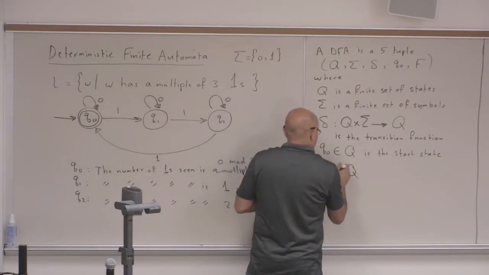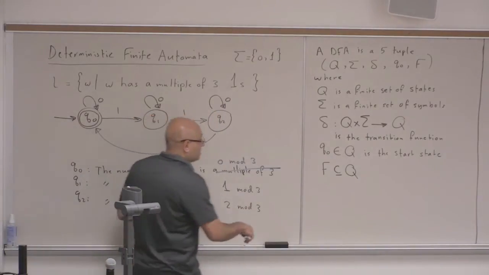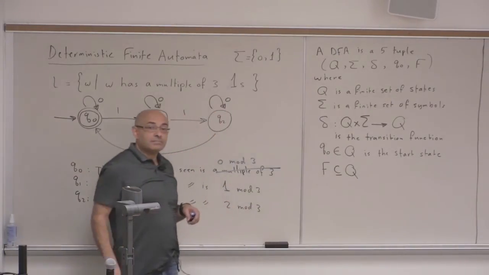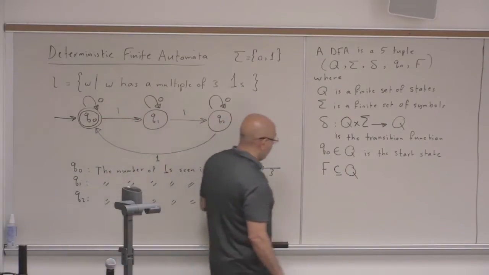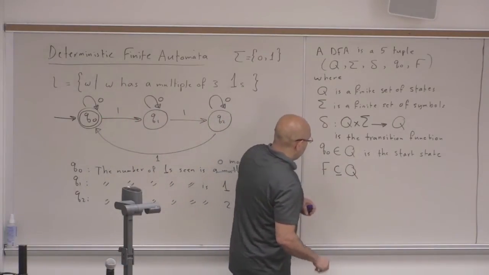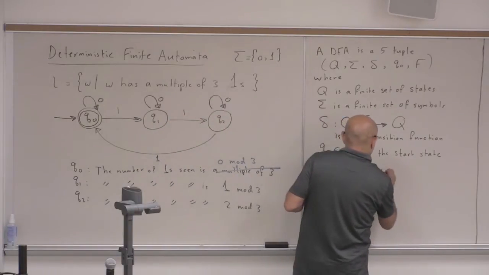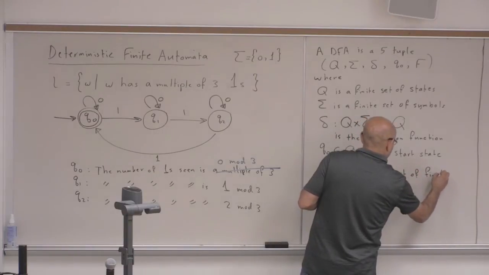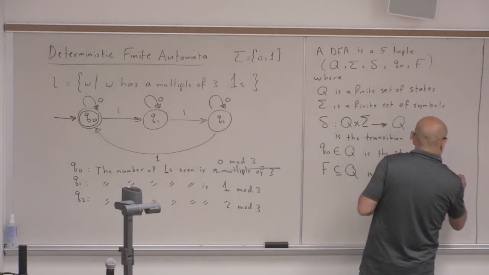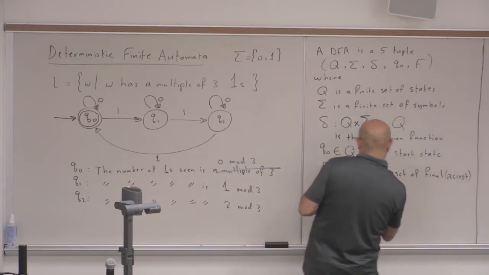So F is a subset of Q. Okay. And F is the set of final or accept states.